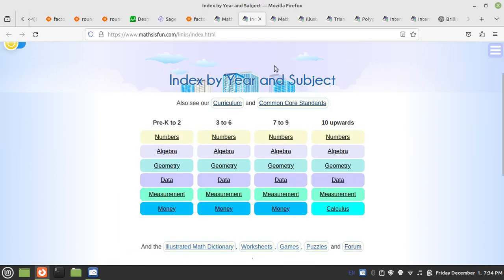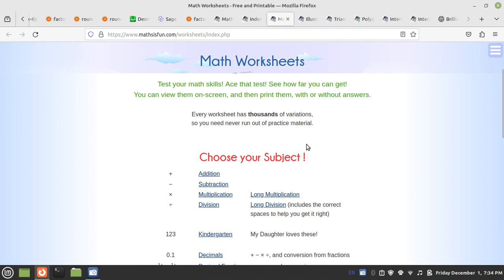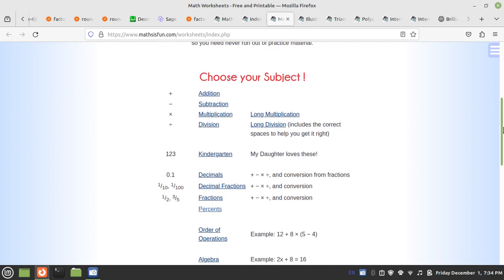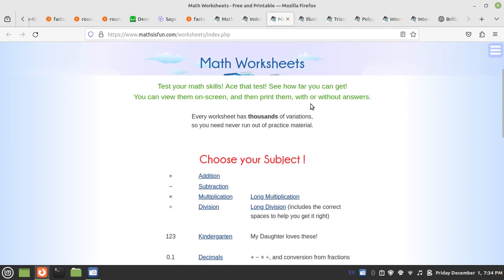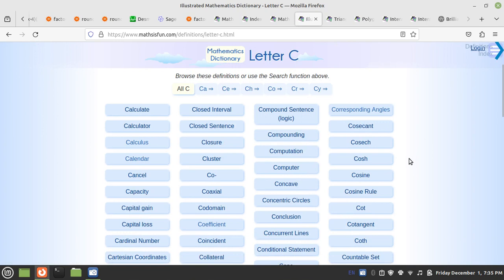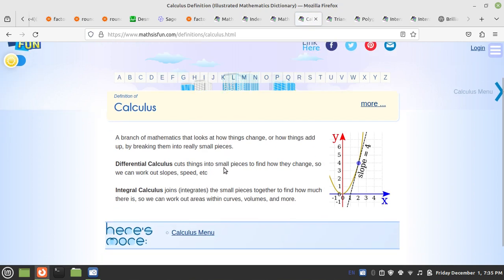There is an index, you can explore this. Math worksheets: if you are a teacher or student, you can use worksheets. You can give worksheets to your students. If you're a student, you can use worksheets to exercise after completing certain lessons. Then it has an illustrated dictionary, so you can find definitions of different terms. For example, let's click C. On C it has many different terms. Calculus, okay, let's see what is calculus. They are showing a nice definition of calculus with illustration, mashallah.